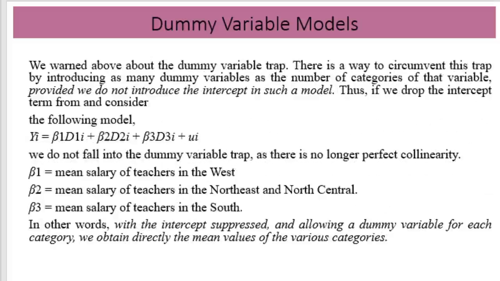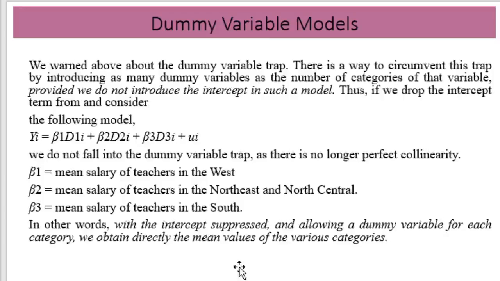In the earlier section, we discussed the dummy variable trap. That trap can be removed if we use a model which doesn't have the intercept term, and then we can use as many categories as available for the formulation of the model. In this model, we have no intercept, therefore we introduced 3 dummy variables. Here beta 1 is the mean salary of the teachers in the West, beta 2 is the mean salary of teachers in the North and Central, and beta 3 measures the mean salary of the teachers in the South.